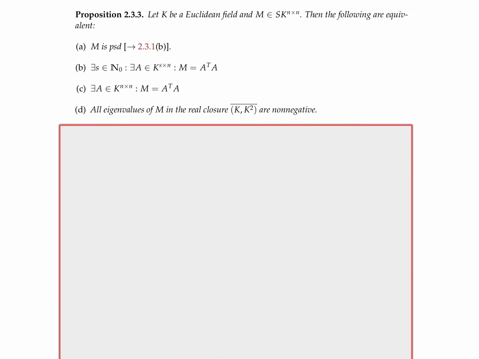Let K be a Euclidean field and M be a symmetric n by n matrix over K. Then the following are equivalent. M is PSD. There exists an s in N0 and an A in K^(s×n) such that M is A transposed A. So this A is an s times n matrix, and A transpose is an n times s matrix.